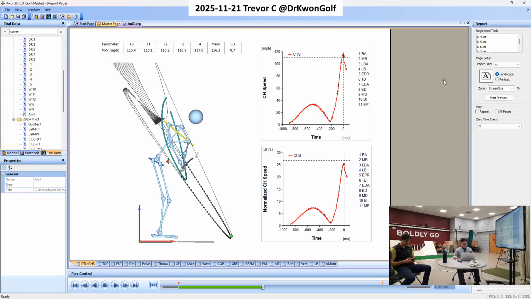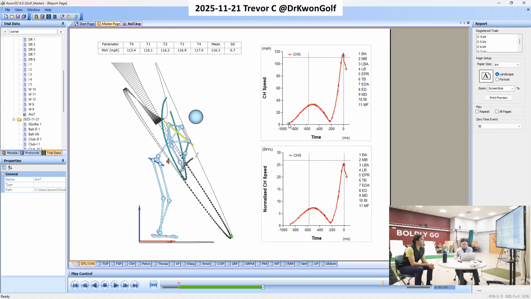Okay, so this is your previous one. Last time the average speed was about 116. And then swing time was slightly less than 900 milliseconds here. But obviously for your height, you're not generating enough speed here. If you generate this much for your height, then this goes way up here.